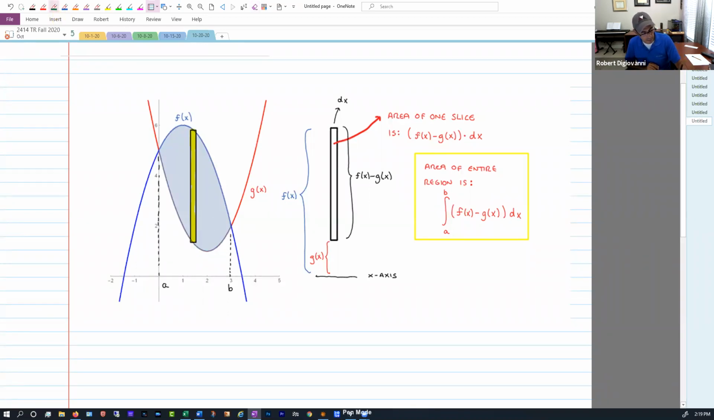The width of this is still dx. It's what it was before. I highlighted that up here. The width is still dx. It's the same thing that it was when we were just dealing with a single function. The difference is the actual height of this rectangle.